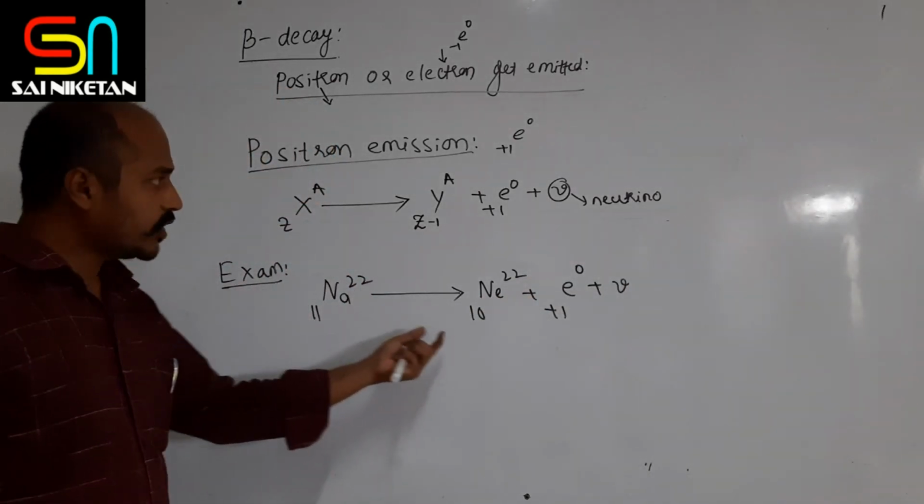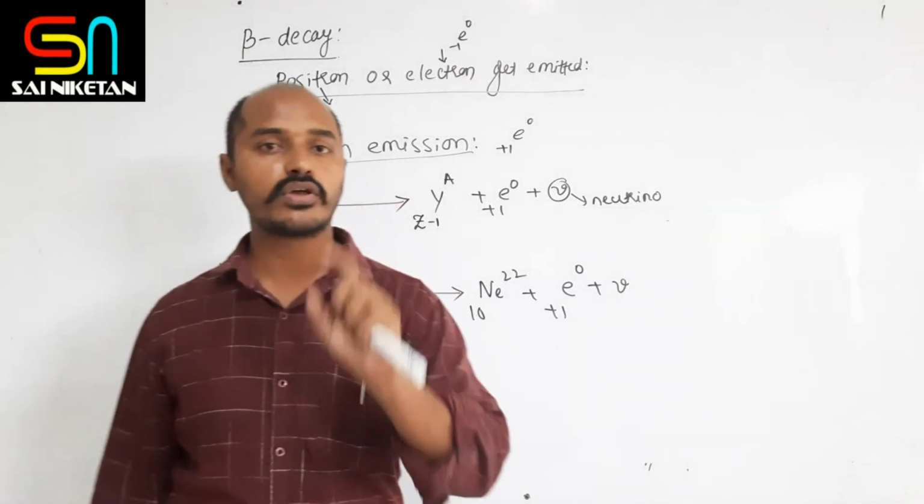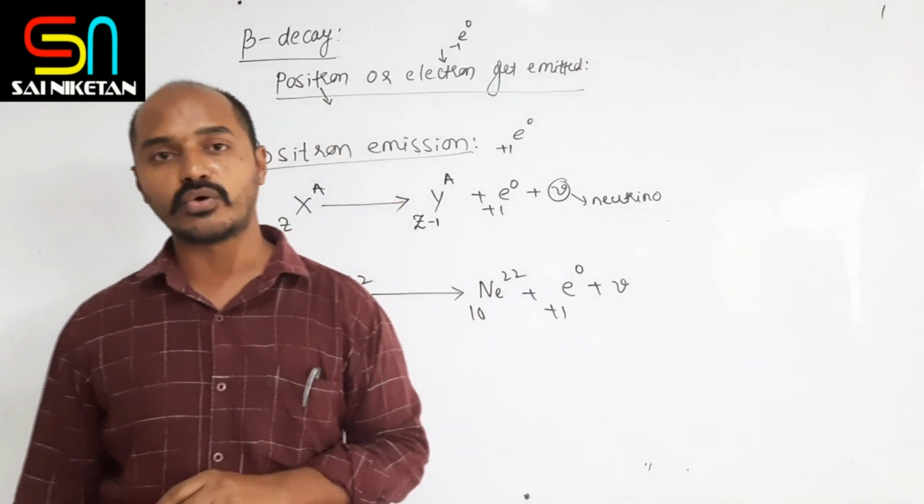But positrons also do not exist in the nucleus. Positrons and the nucleus are irrelevant; they come out of the nucleus.